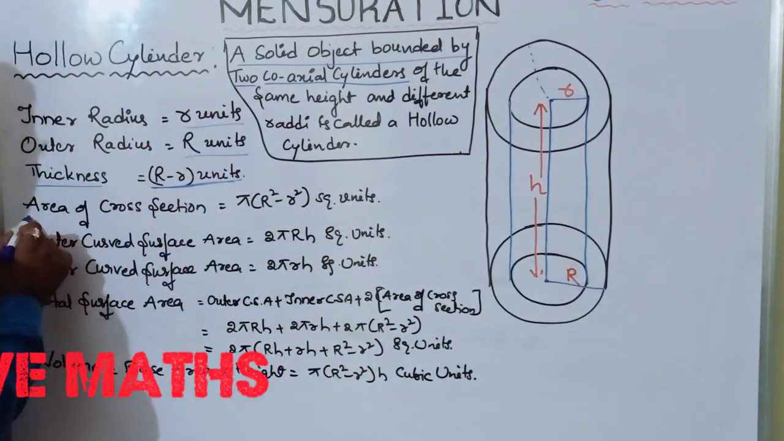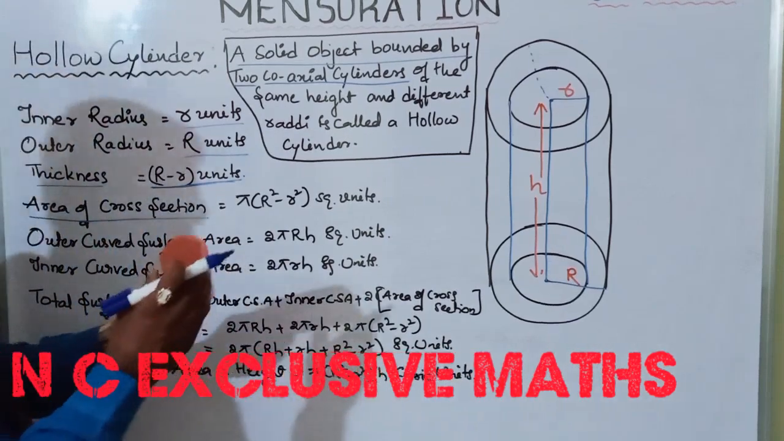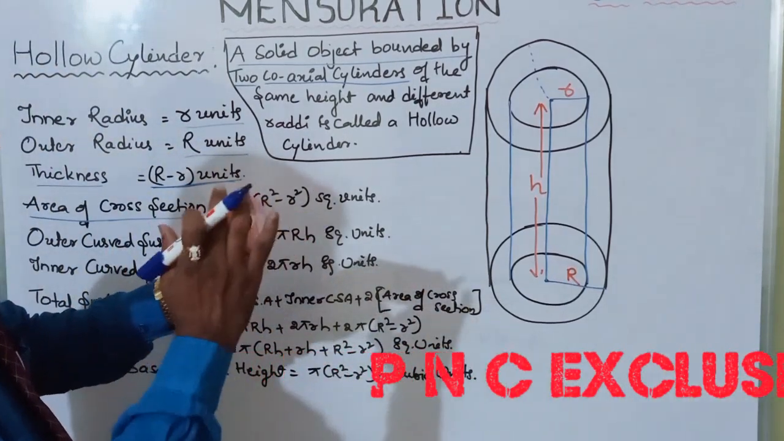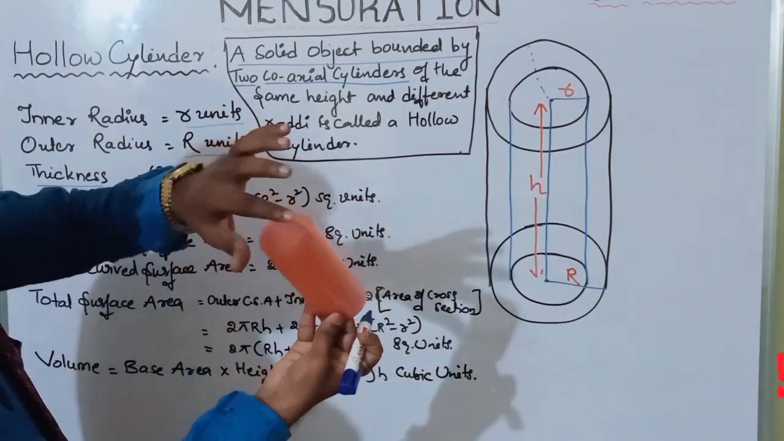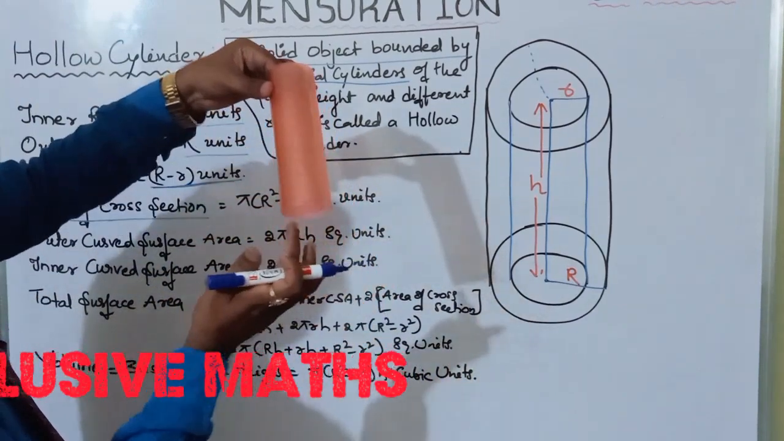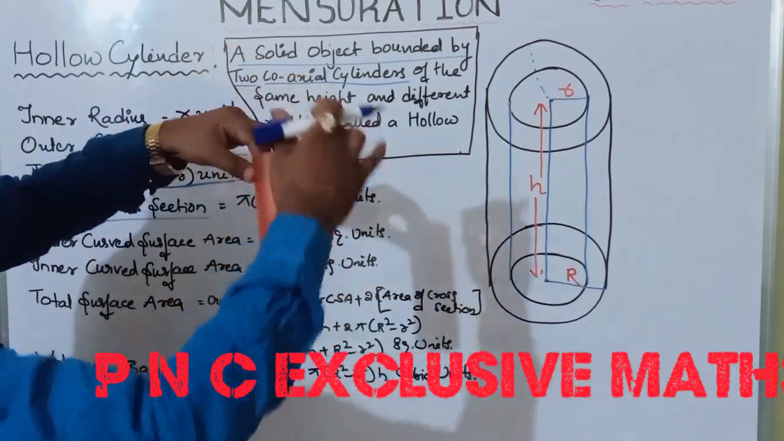Now coming to the area of cross section. Area of cross section means, here one cross section, here one cross section: the bottom one cross section and the top one cross section.